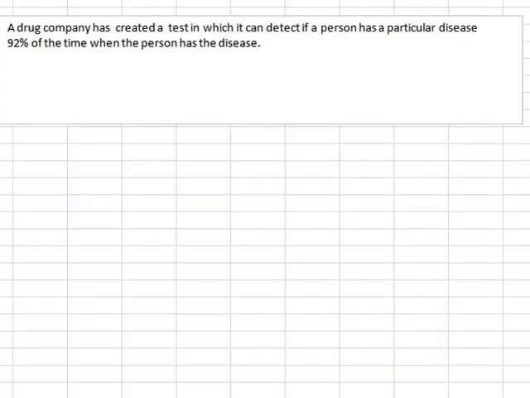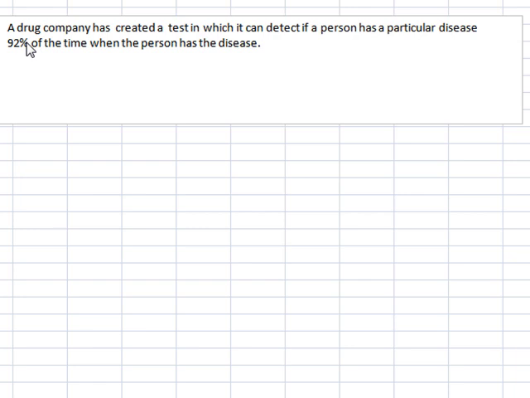For the moment, let's consider a scenario in which a company has created a test that 92% of the time shows that the person has whatever disease the test is supposed to detect. Now, all I want to do at the moment is talk about what happens if you were to sample from this population. So the drug company gives you the number 92%.